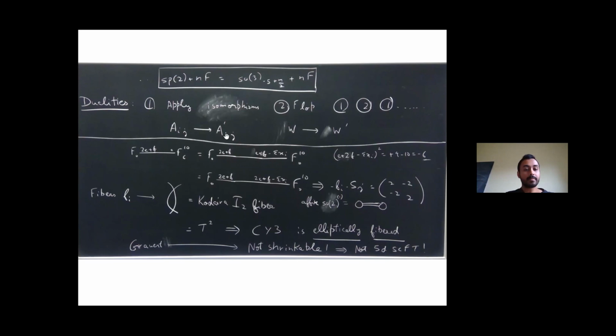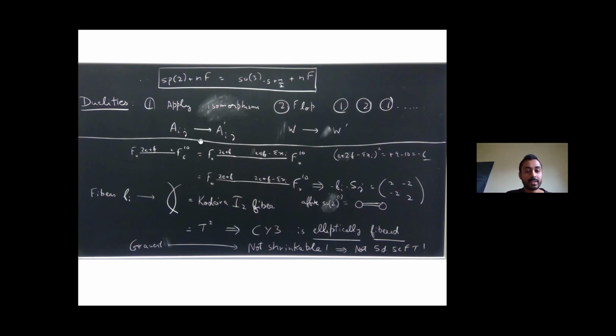Okay, right. So now I want to discuss the situation when n is equal to 10. Because for n equal to 10, we expect it to lift not to a 5D SCFT, but rather to a 6D SCFT compactified on a circle. So can we see something interesting happening in the geometry for this case?